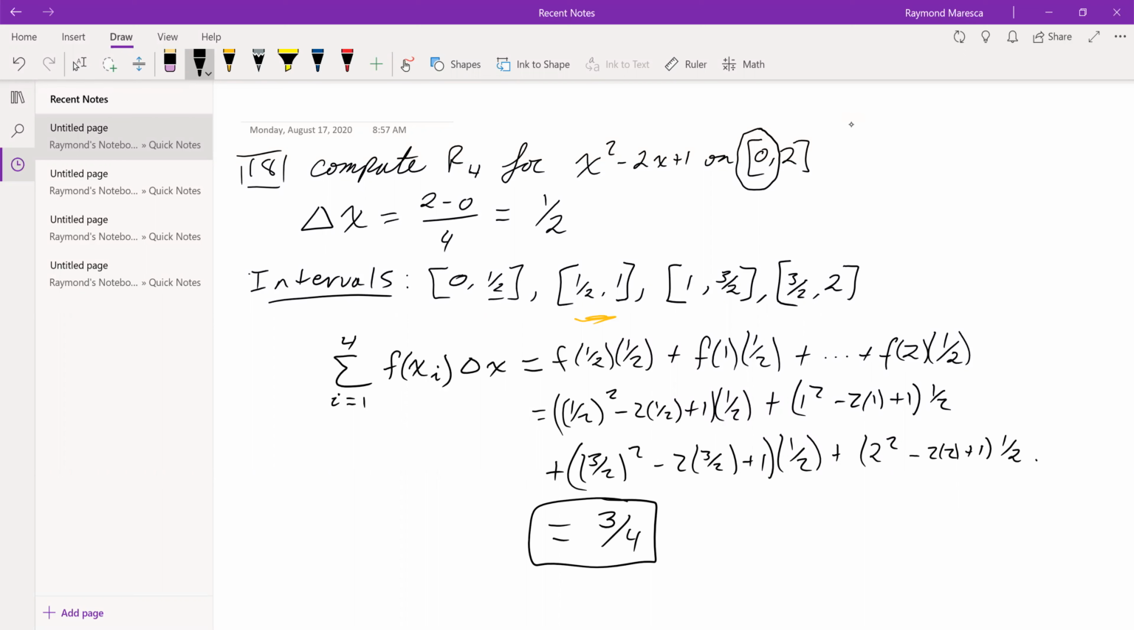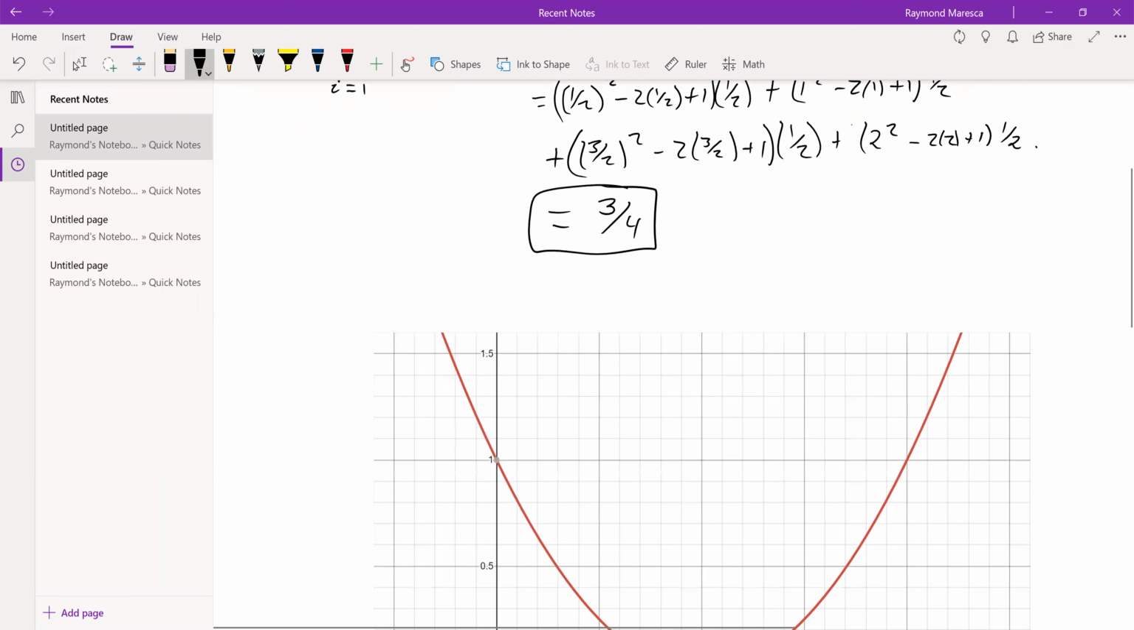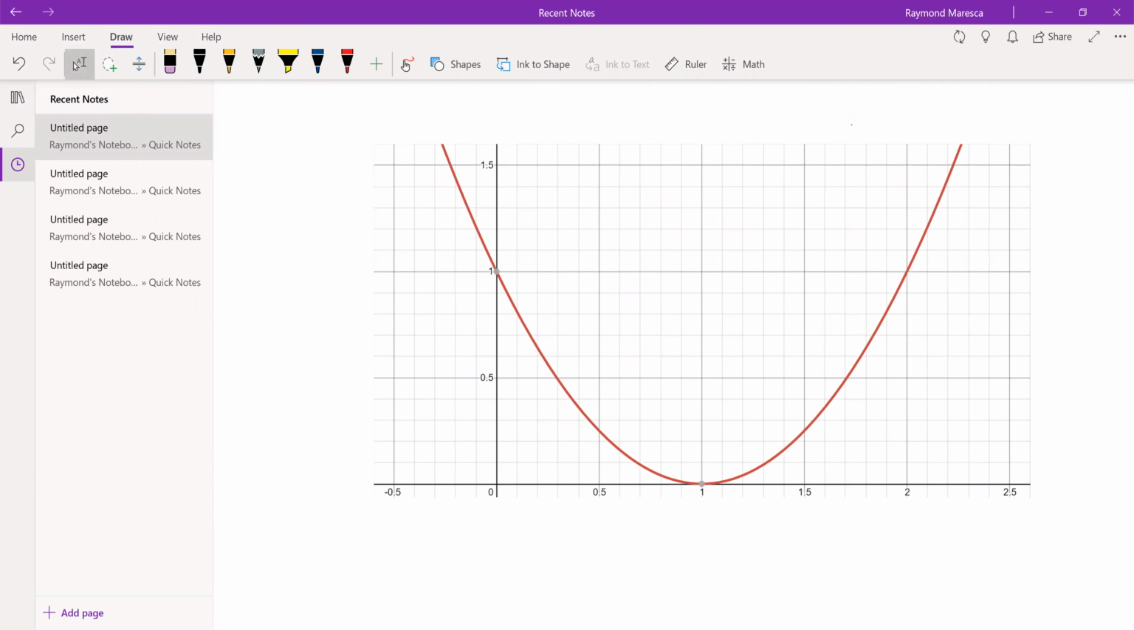Now this approach is purely algebraic. If we wanted a more geometric approach, here is the graph of the function. I used Desmos to get this picture. And we know that our intervals are 0 to 1/2. So we draw our partition, and then 1/2 to 1, 1 to 3/2, and 3/2 to 2. And we can't forget about our vertical line at 0, the beginning of our interval.